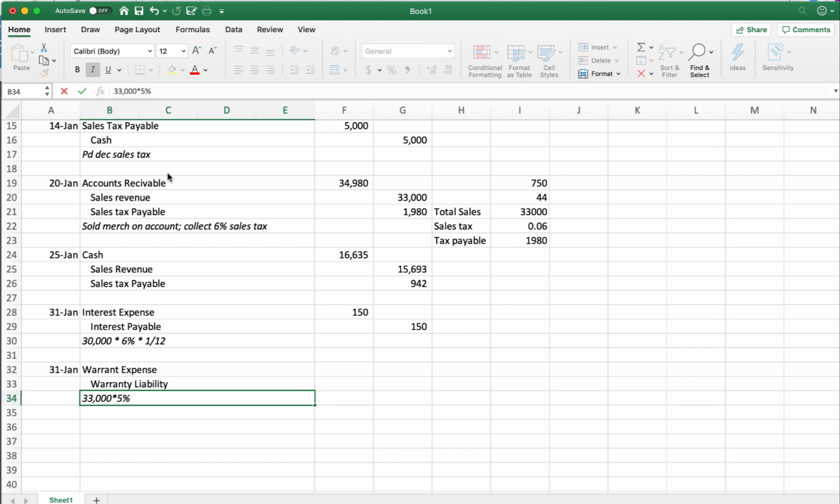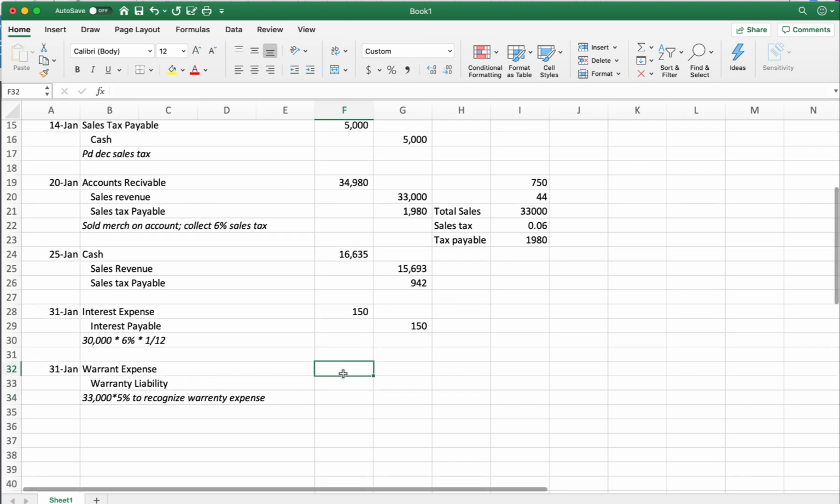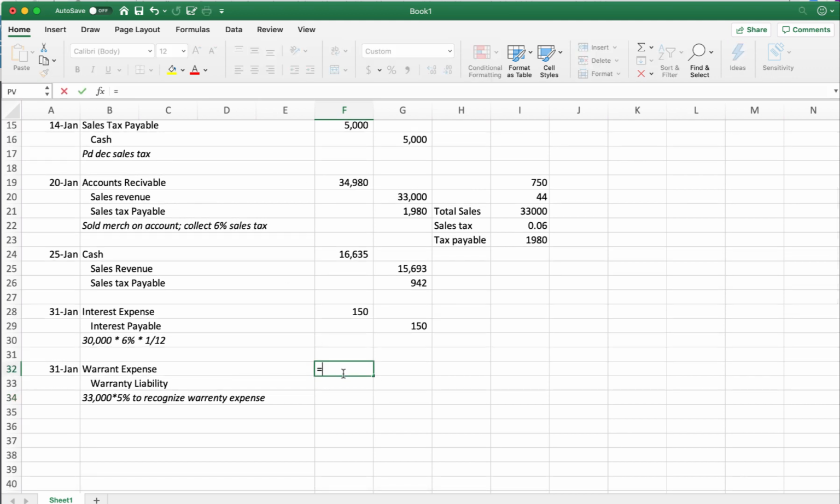And why am I doing this? To recognize warranty expense. Okay, so just multiply out the numbers. 33,000 times 0.05 gives me $1,650. Okay, that's how you book a warranty expense.